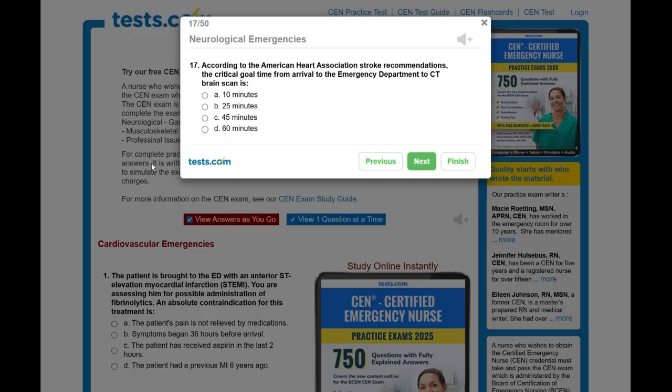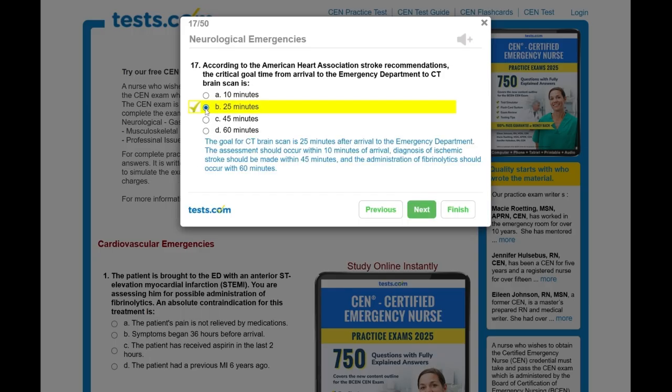Question 17. According to the American Heart Association stroke recommendations, the critical goal time from arrival to the emergency department to CT brain scan is A. 10 minutes, B. 25 minutes, C. 45 minutes, D. 60 minutes. B. 25 minutes. The goal for CT brain scan is 25 minutes after arrival to the emergency department.